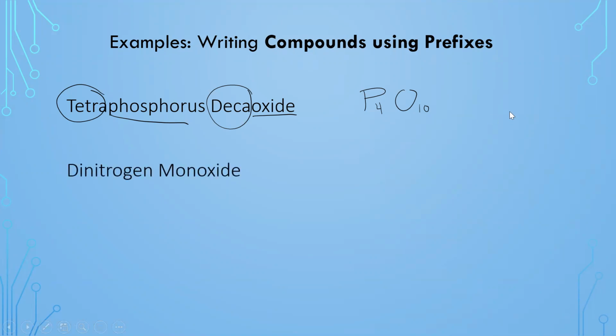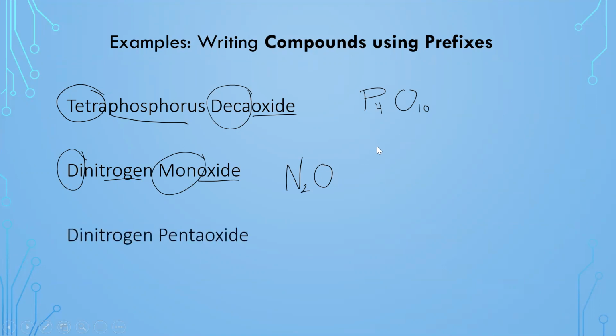Dinitrogen monoxide. So the first thing is to figure out what elements are being represented, because remember, it's still always 2 elements in this case. And then what does the prefix represent as far as a subscript? So I have dinitrogen monoxide. So I have nitrogen N and oxide for oxygen O. Di means 2, so I have 2 nitrogens, and mono means 1, so I have 1 oxygen. We just don't write the 1 subscript, and that's it, you're done.